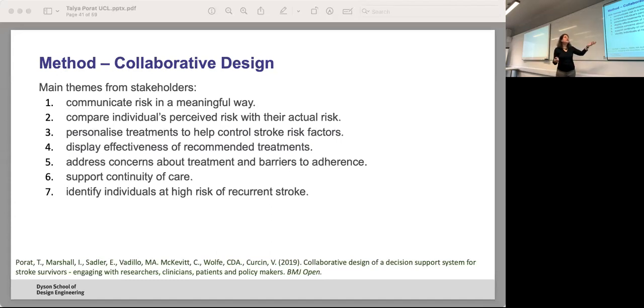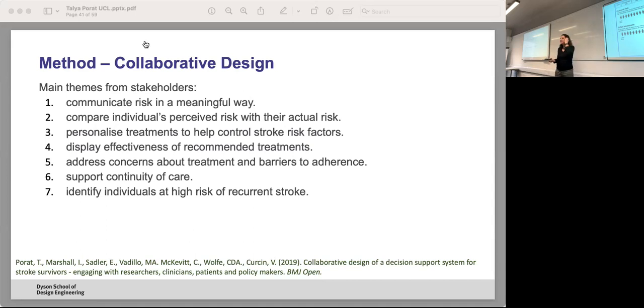Yeah, address concerns about treatments, support continuity of care, and also maybe identify individuals at high risk and alert them. Say, really, based on, I don't know, your age, your blood, your this, your that, your type of stroke, you have a high risk.